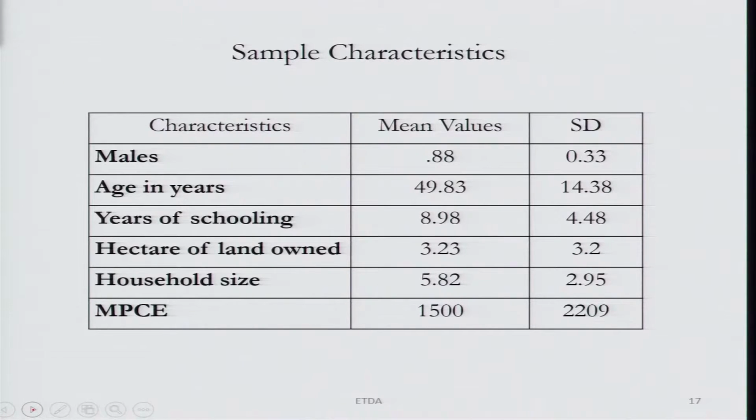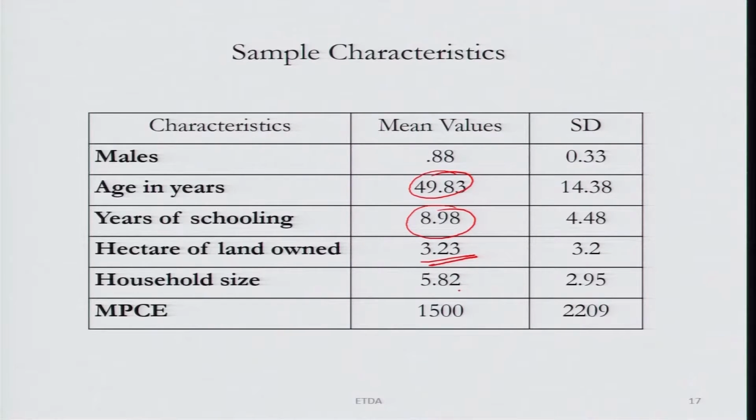What you see in this table is the average sample characteristics. Of course, if you go back to the paper, you will find a longer table with many other characteristics, but here we are just going to look at the most important ones, a subset of the table. The sample is comprised primarily of males, roughly 88%, with an age of about 50 years. Average schooling is 9 years, and the average land owned is 3.23 hectares.